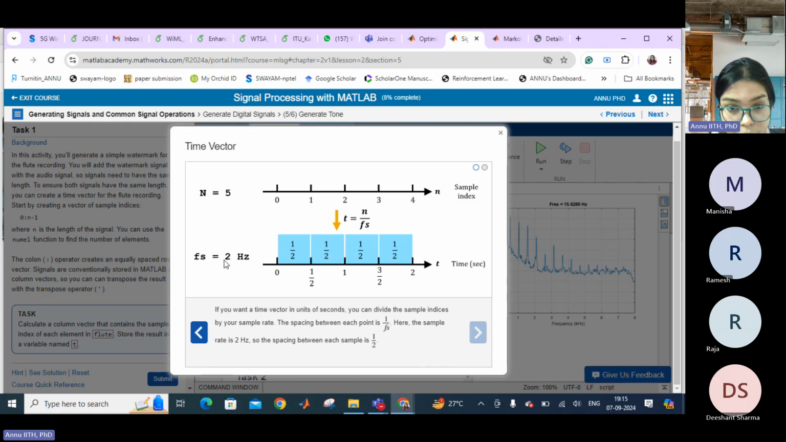Fs is equal to 2. So how will you sample it? n by Fs. Why n by Fs? Again, this is 1 by 2, 1, 3 by 2, 2. It is sampled at a frequency of 2 hertz.